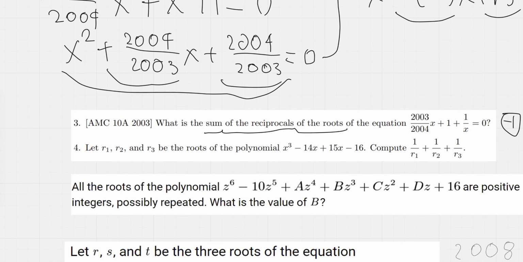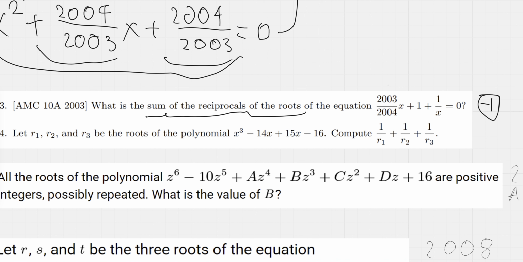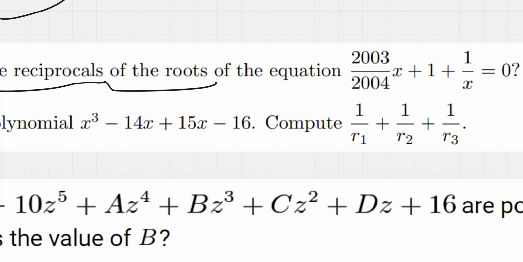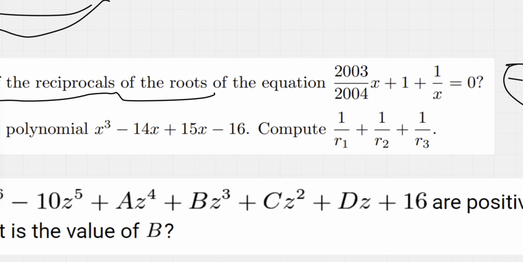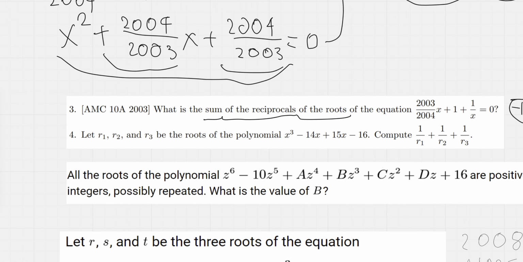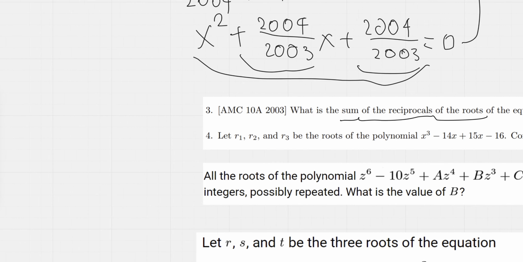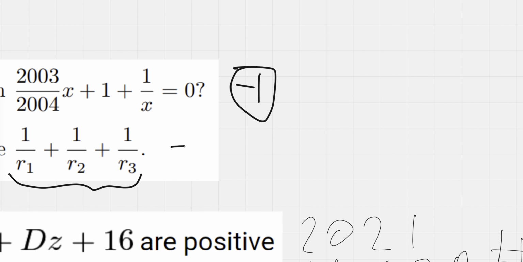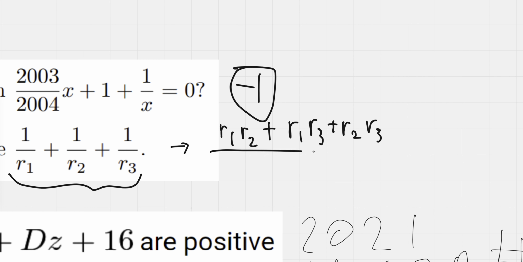Let's use this technique to solve our next question. Let r1, r2, and r3 be the roots of the polynomial x cubed minus 14x plus 15x minus 16. Compute 1 divided by r1 plus 1 by r2 plus 1 by r3. So from the previous problem, this one is actually fairly trivial already. You can decide to simplify this by establishing a common denominator, which will get you r1 r2 plus r1 r3 plus r2 r3 divided by r1 r2 r3.